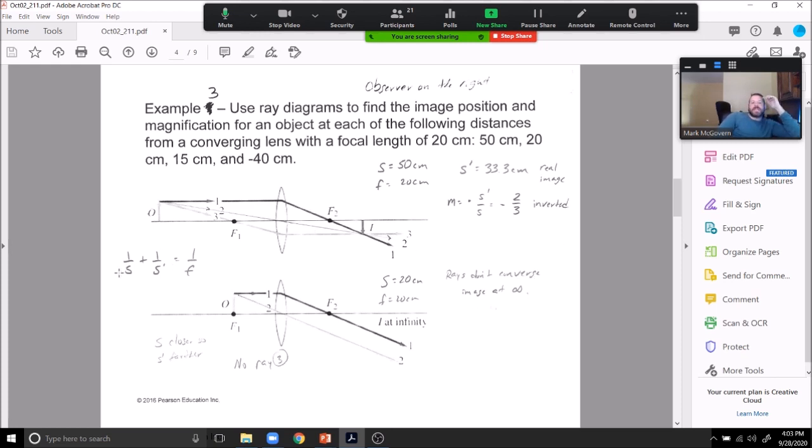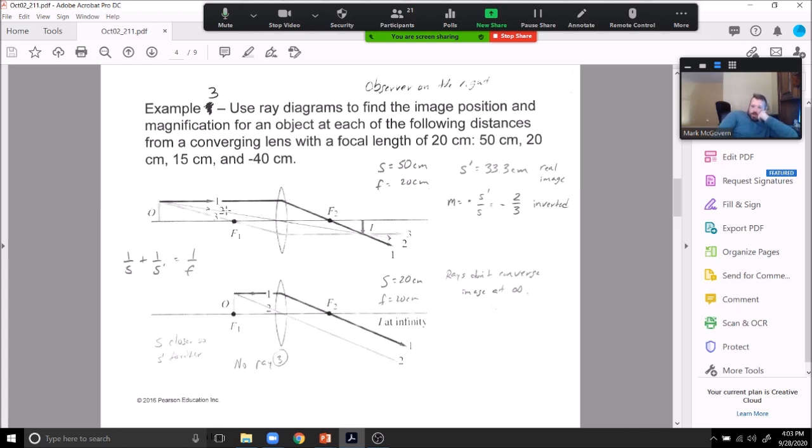We have our lens equation here. We have our object distances. We're going to start with the one at 50 centimeters. Our focal length is 20. It's positive because we have a convergent lens. That's it. I solve the equation, and I get a real image at positive 33.3 centimeters.